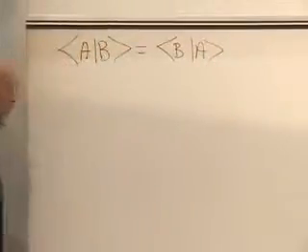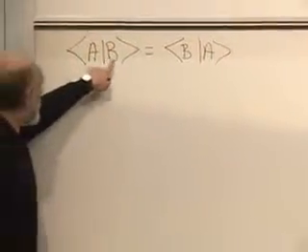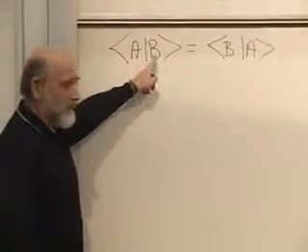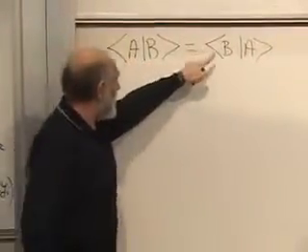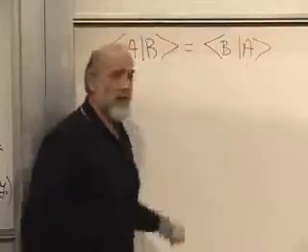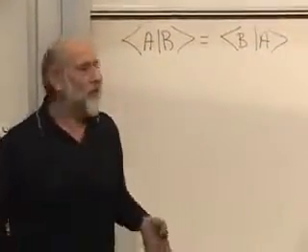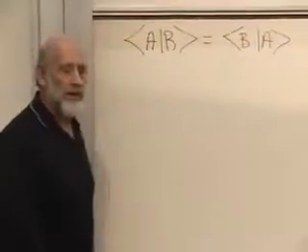Notice what I've done here. Effectively, I've complex conjugated both A and B. I've replaced A by the complex conjugate of B and B by the complex conjugate of A. What would you expect to get on the right-hand side here?